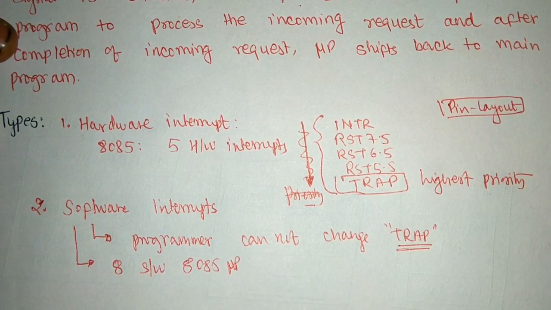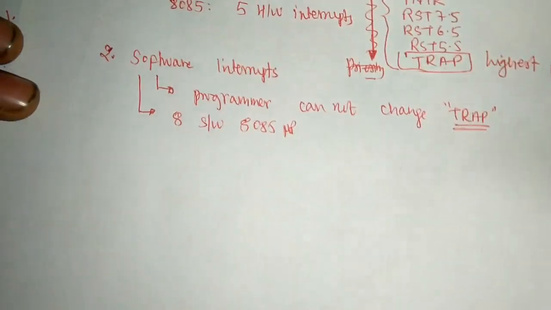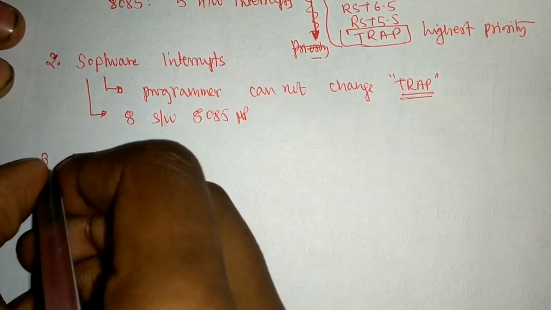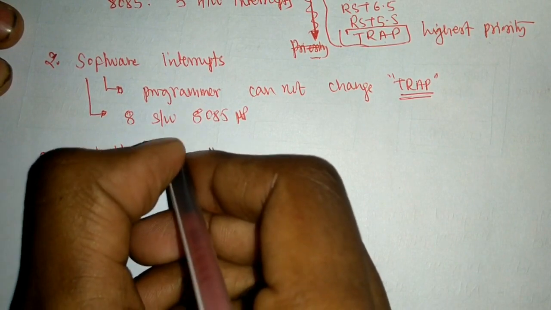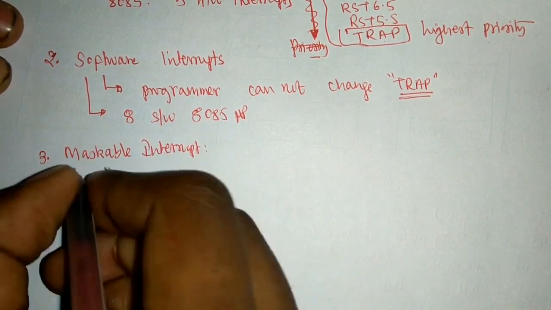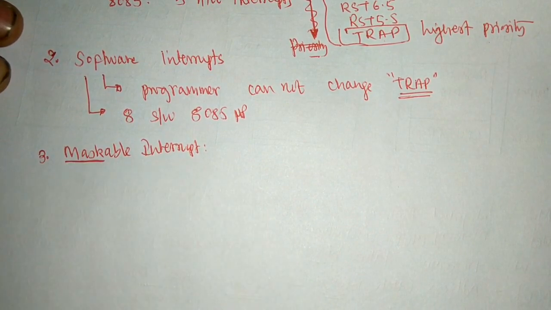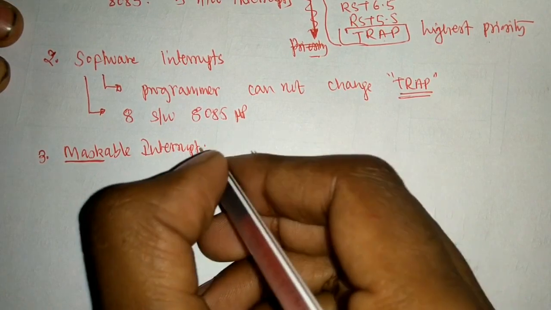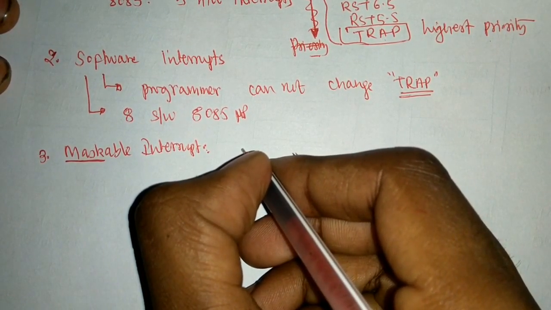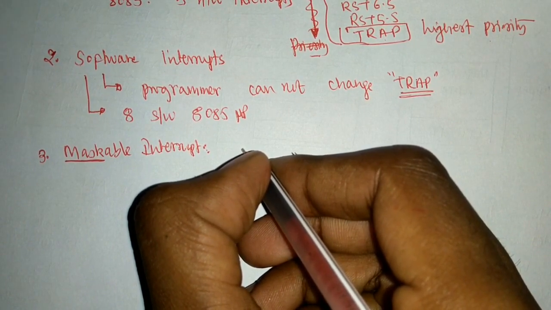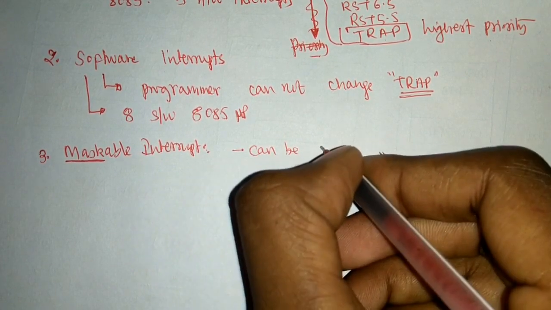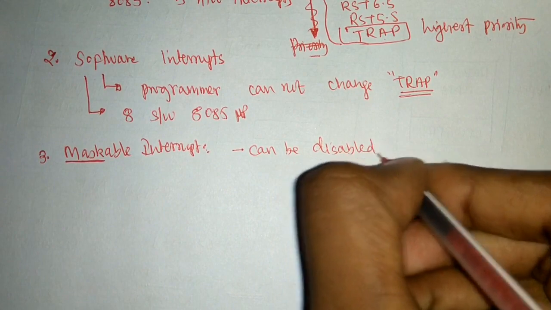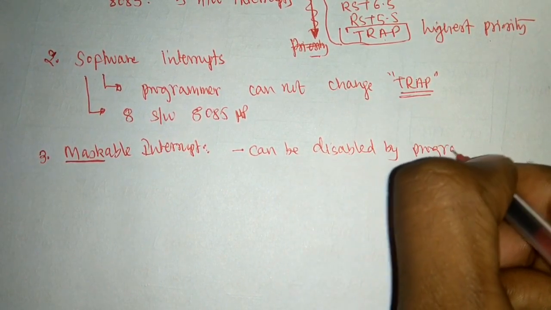Another category, if you want to divide our interrupts, is the maskable interrupt. As the name suggests, we can mask those interrupts, either with other interrupts or with programming. Whatever interrupt we can change is known as maskable, so it can be disabled by the programmer.